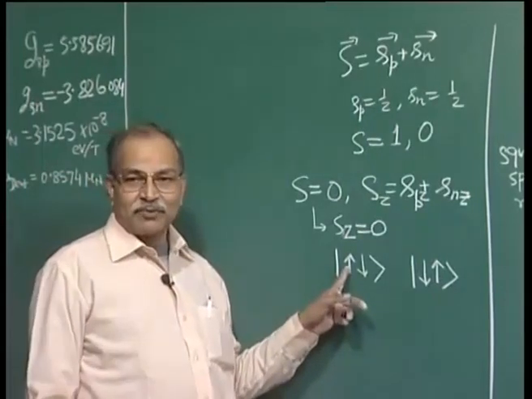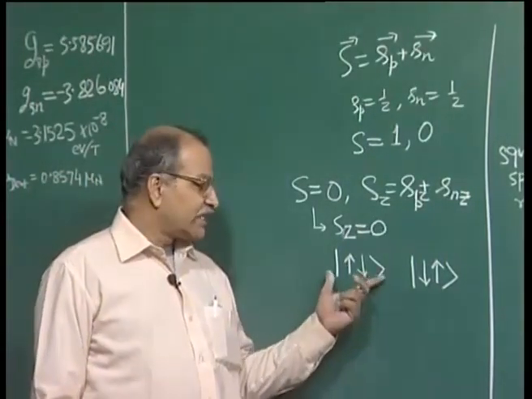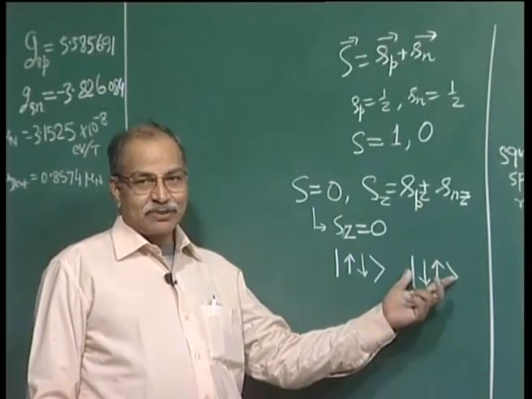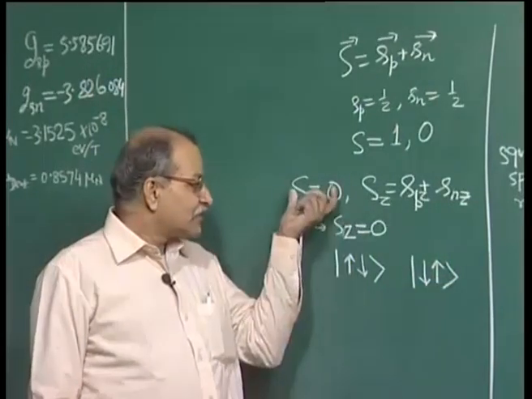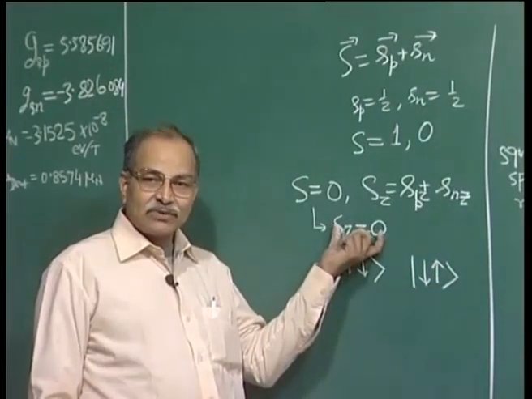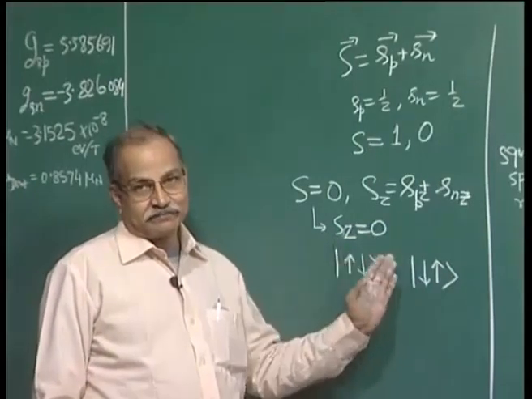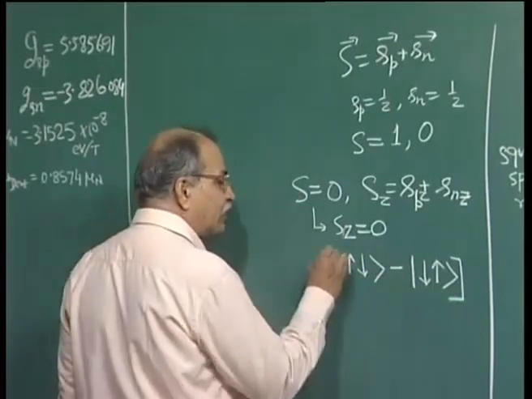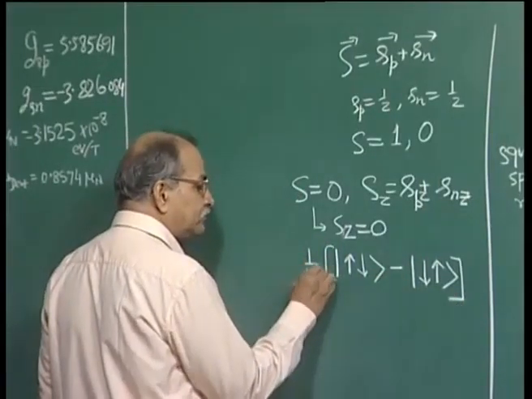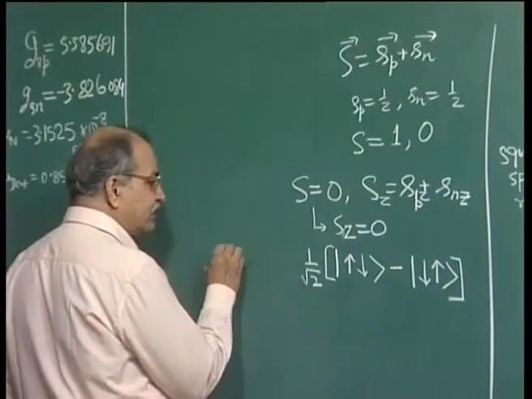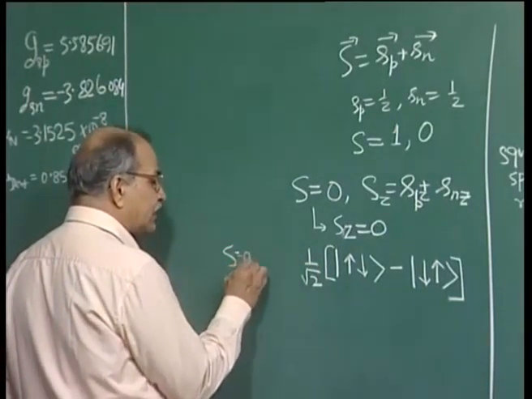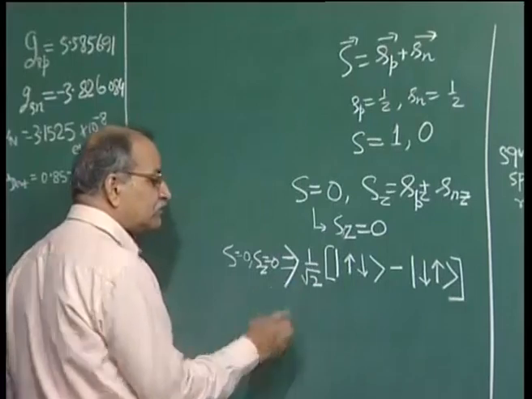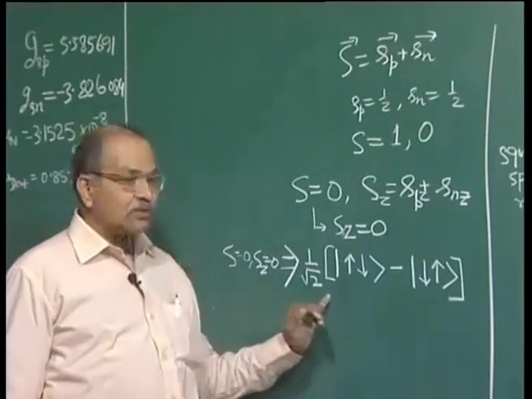First arrow is for proton and second arrow is for neutron. So, this state will also give you Sz equal to 0 and this state will also give you Sz equal to 0. This state with Sz equal to 0 is a combination of these two, and that combination is you put a minus here and 1 by root 2 outside. This is the state where S equal to 0 and Sz equal to 0.